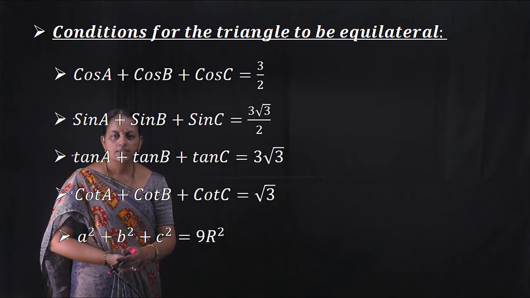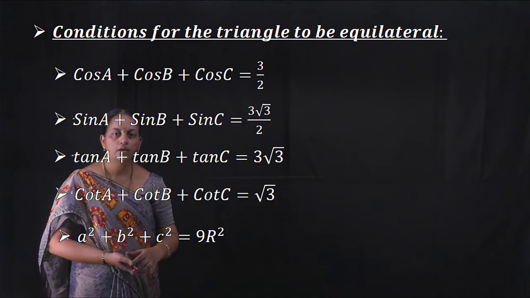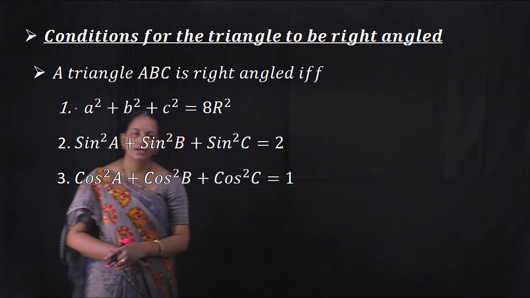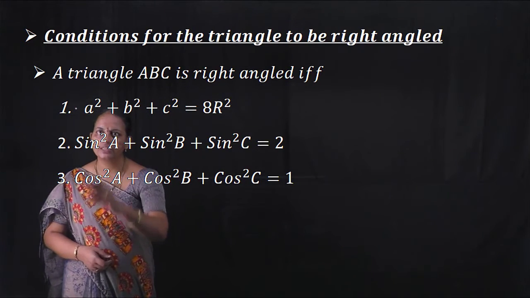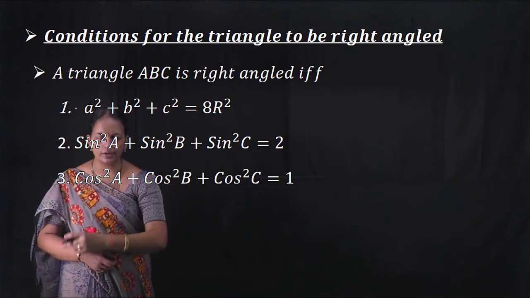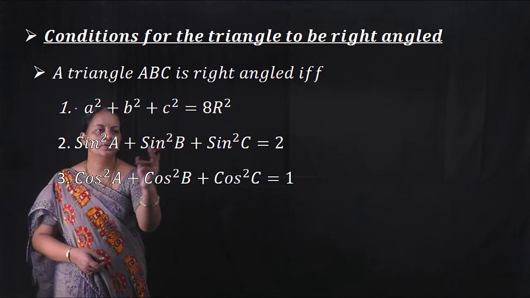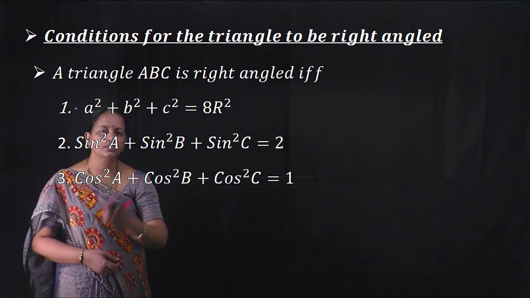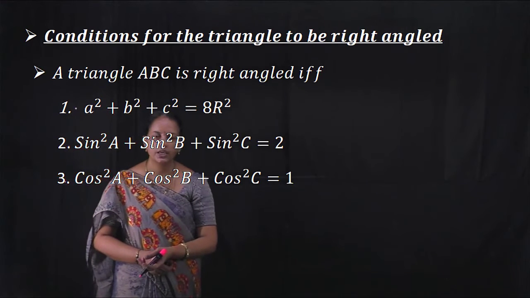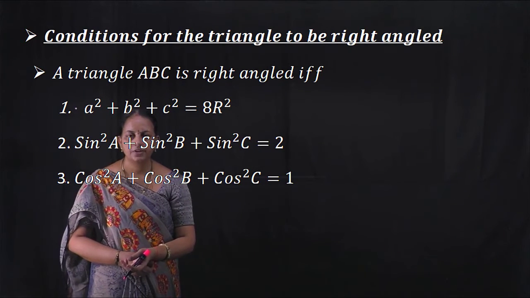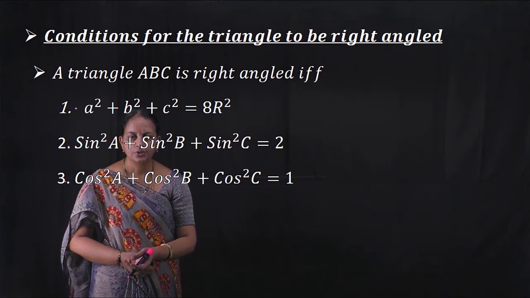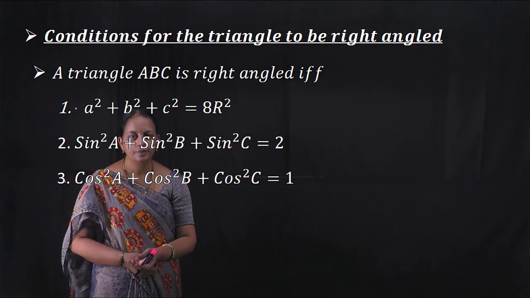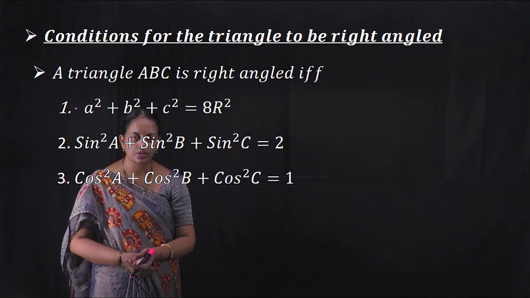Next, we discuss the conditions for a triangle to be right angled. A triangle ABC is right angled if and only if a square plus b square plus c square is equal to 8R square, and sin square A plus sin square B plus sin square C is equal to 2, and cos square A plus cos square B plus cos square C is equal to 1, then the triangle ABC is right angled. All these conditions are very much useful in solving objective questions. You must remember these conditions. Already we derived all these conditions in IPE problems by using identities, transformations and identity formulas.